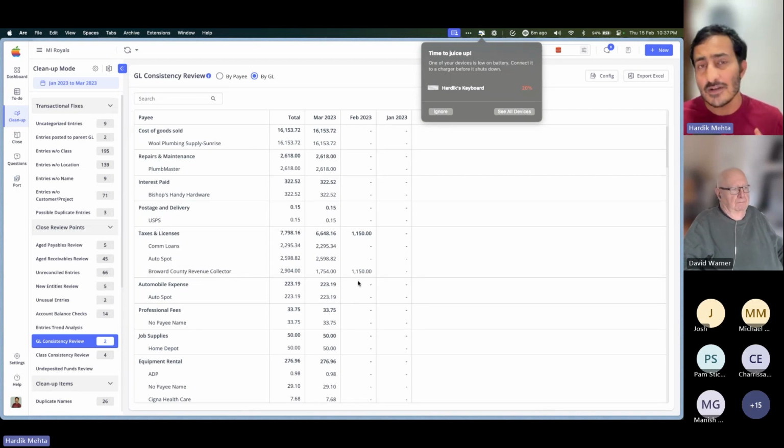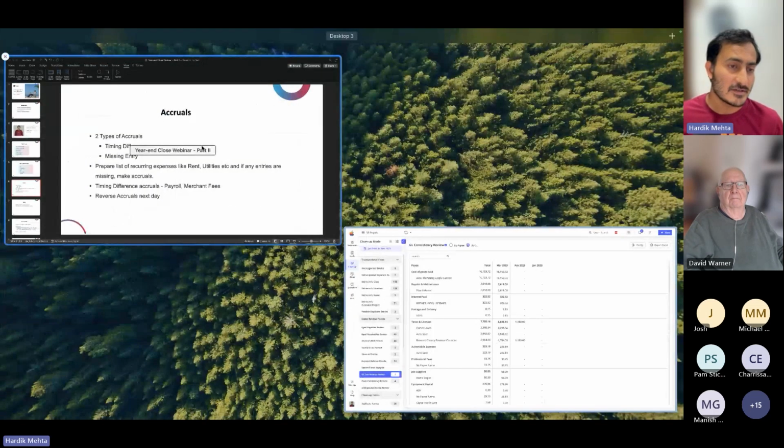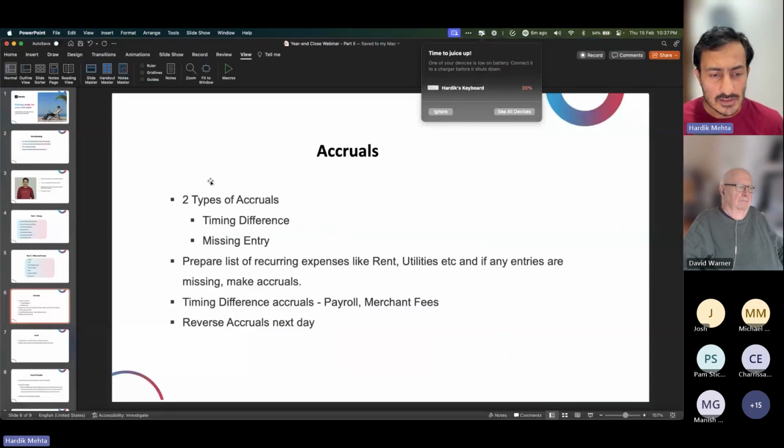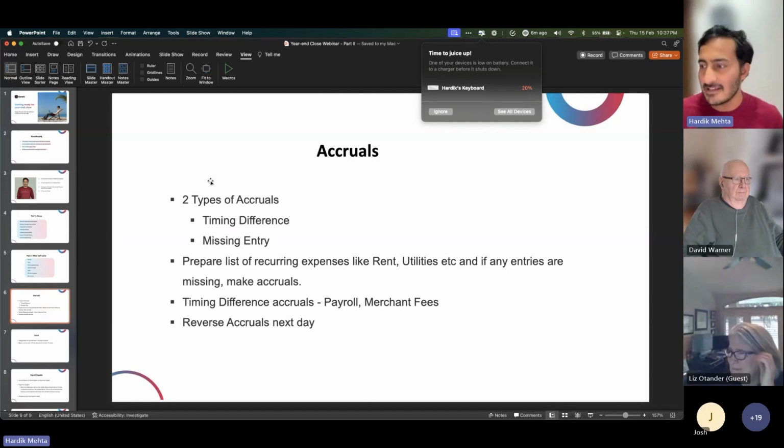So it's always good to have the list of the recurring expenses that you expect to see every month. In case of accruals, we typically make it on the last day of the month, and then we reverse it out on the very next day. It's not complicated at all. As I told you, if we already know the kinds of expenses that might require accrual, that makes the whole job very easy, because then we don't have to go and look for what we need to accrue.